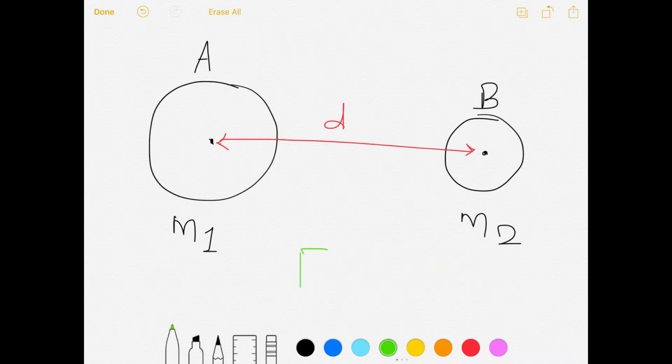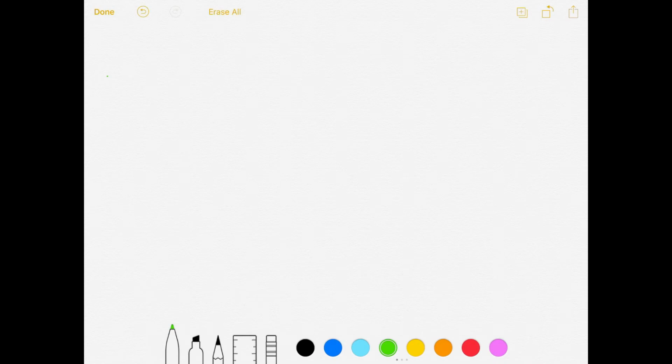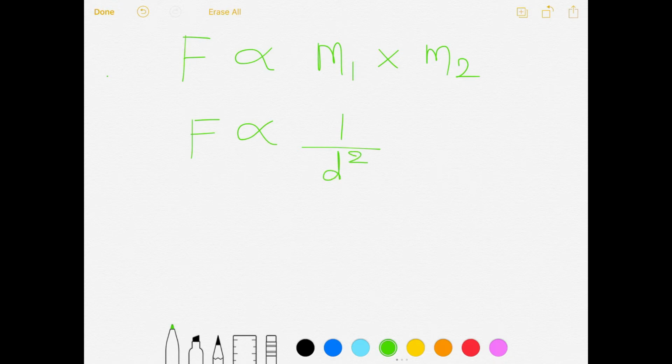Let me write it over here. The force is inversely proportional. Inversely proportional means 1 upon something, right? So the force is also inversely proportional to the square of the distance between them. Simple, right? The statement says that the force between the two objects is directly proportional to the product of their masses, that is m1 and m2, and it is also inversely proportional to the square of the distance between them. So F is inversely proportional to d squared.